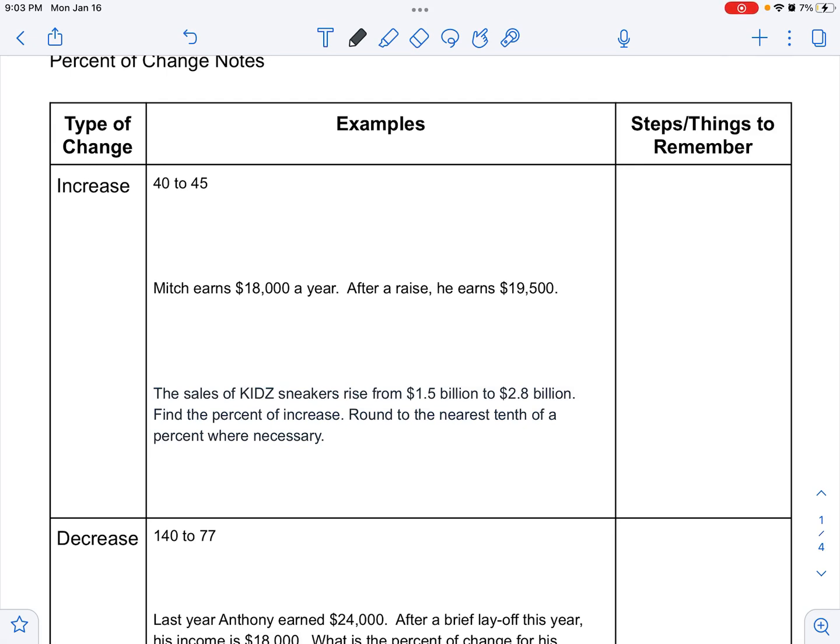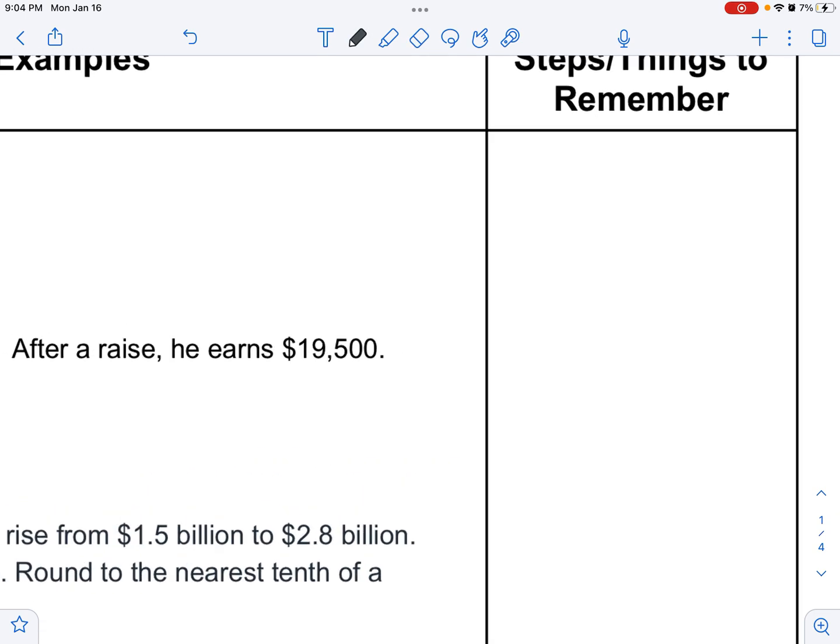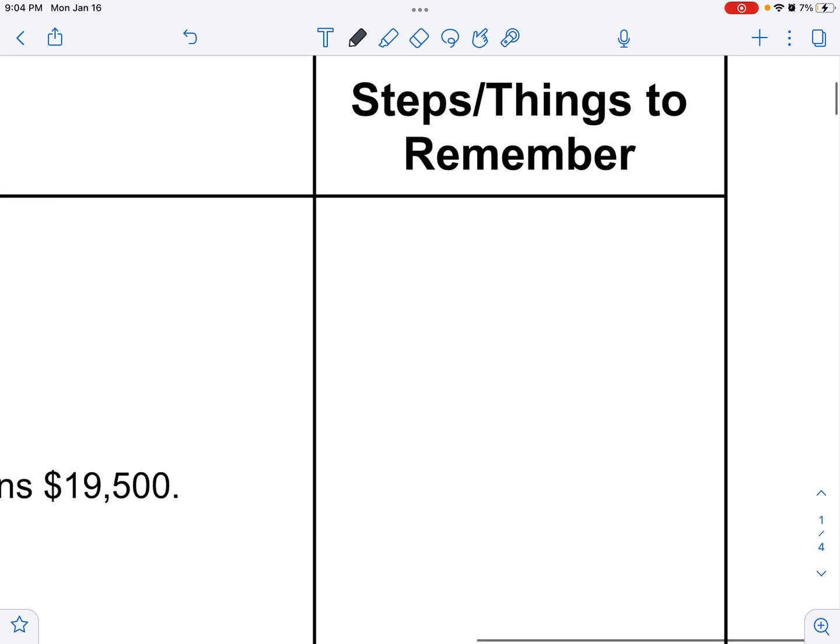Okay, today is lesson 4, and we are going to talk about percent change. So we're going to actually start with a new formula that we're going to add to the few we've been using in the last week. So go ahead over to steps and things to remember, and we're going to write that formula in.